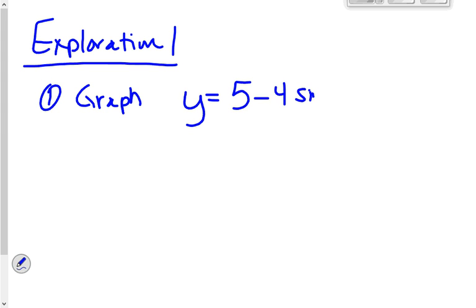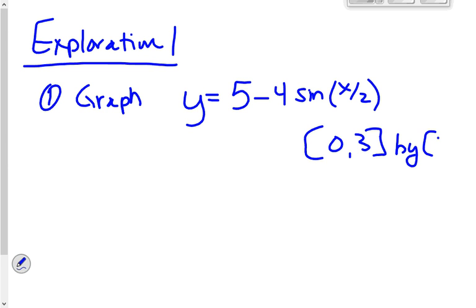All right. So situation 1 says, I don't know what it really says, but basically we want to graph 5 minus 4 times sine x over 2. And does it tell us what the window should look like? Yeah. So the window should be 0 to 3 horizontally, and 0 to 5 vertically. So why don't you start by just graphing that in your calculator?